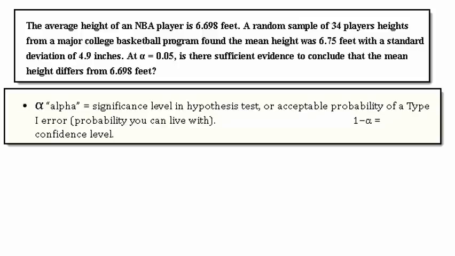Okay, now in case you forgot what alpha stands for, alpha is the significance level in a hypothesis test, or it's the acceptable probability of a type 1 error. In other words, it's the probability you can live with, and 1 minus alpha gives you the confidence level.